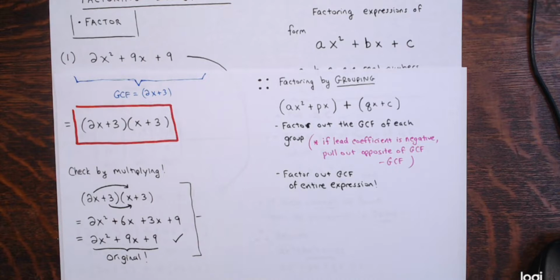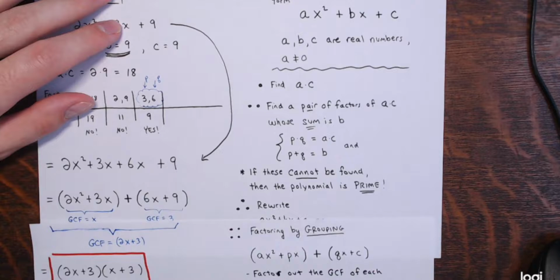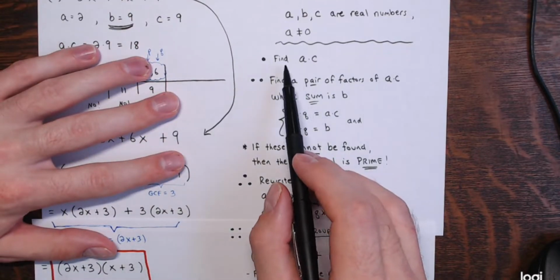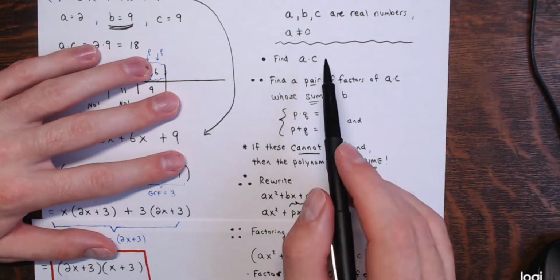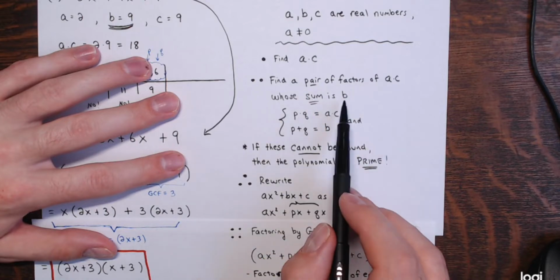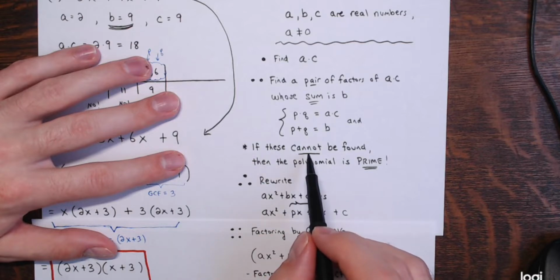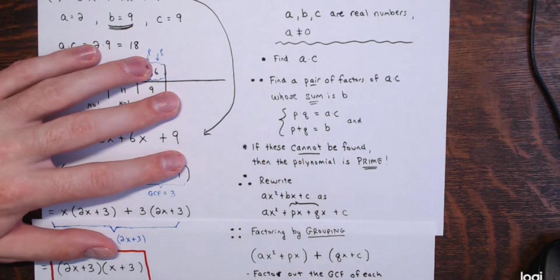All right. So for the rest of the video, I am following these same steps, and I'll read them off again. So first we find a times c, right? The lead coefficient times the constant. Then we're going to find a pair of factors of ac whose sum is b, if we can. If we can't, if you go through all possible pairs of factors and you still can't find it, then we're going to say it's prime. It can't be factored any further.